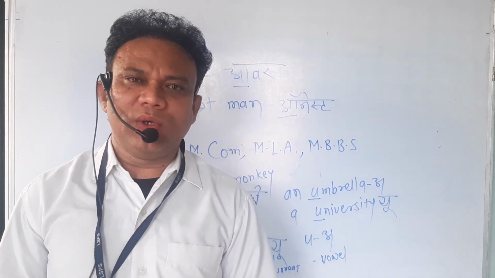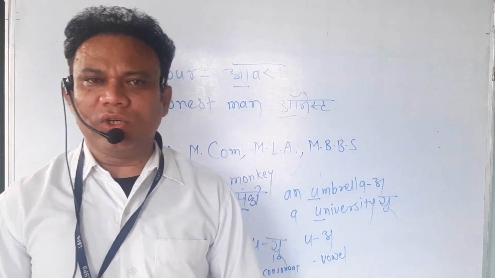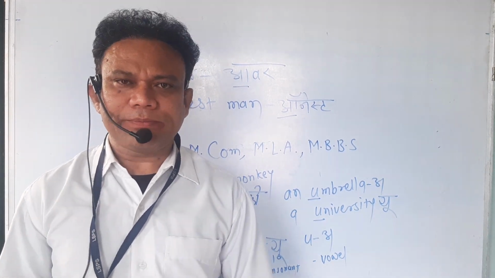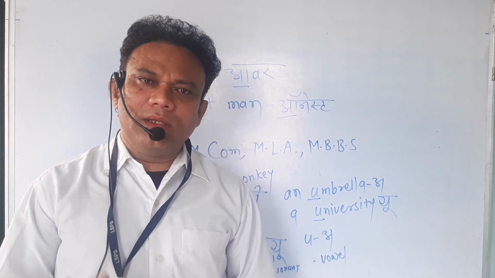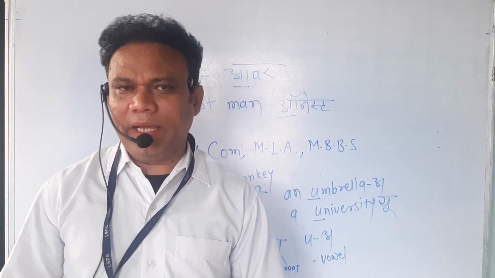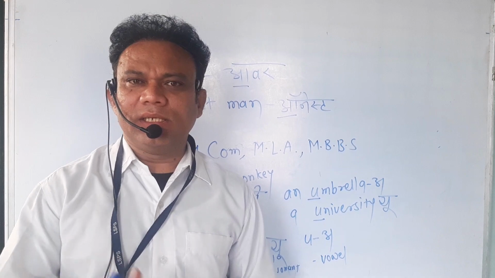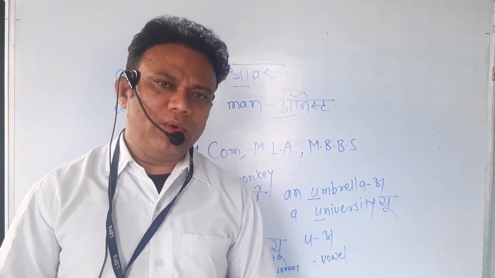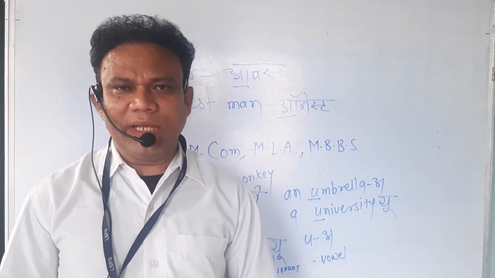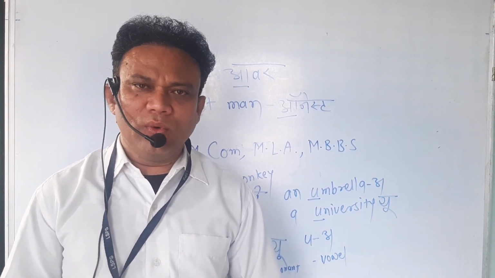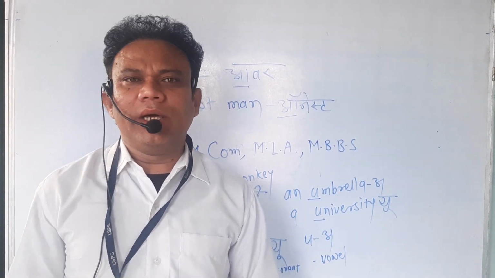Now after finishing the rules of a and an, let us see the rules of the article the. The first important rule of the article the is that the is used before the geographical names, such as the names of rivers, seas, sun, moon, mountains. Before such words, we have to use the article the. For example, the sun, the moon, the sky, the Sahara Desert, the Ganga, the Yamuna.